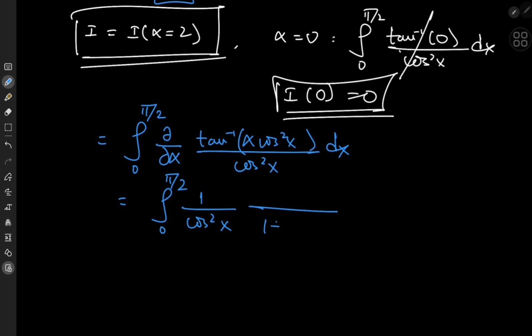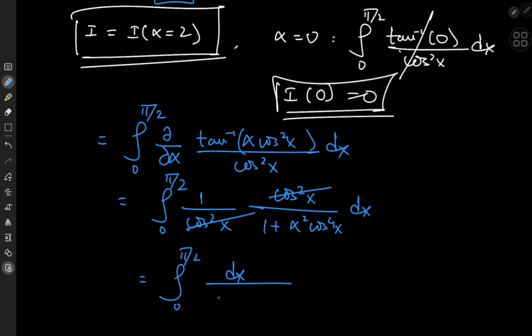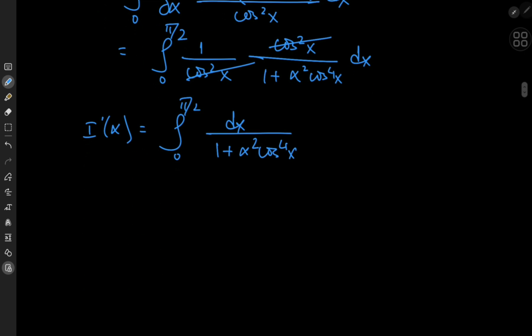That gives me, in the denominator, 1 plus alpha squared cosine to the 4th power of x. And because of the chain rule, on differentiating the argument of the inverse tangent, we have the squared cosine of x, which cancels out quite nicely. And we have the integral from 0 to pi by 2 of dx divided by 1 plus alpha squared cosine to the 4th power of x, and that's your derivative of I with respect to alpha.